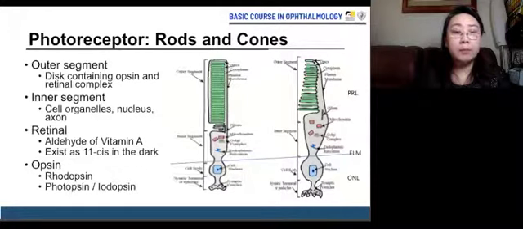Opsin contains a pigment called retinal. The combination in rods is called rhodopsin, and in cones called photopsin or iodopsin. The different classes of photopsin in cones react differently to wavelengths of light, allowing for color discrimination.